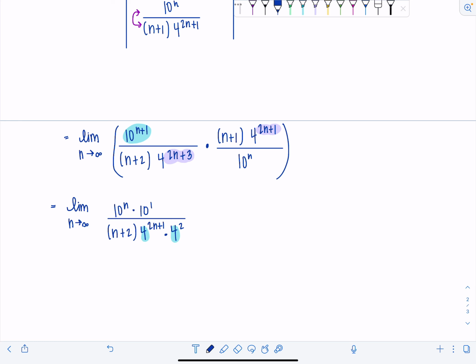And then everything else here we can leave alone: n plus 1, 4 to the 2n plus 1, 10 to the n. Okay, and now you're ready to just cancel a bunch of stuff out. So satisfying. So get rid of this 10 to the n. That is gone. What else? 4 to the 2n plus 1. I thought it would be more exciting, but that's pretty much all that happens.